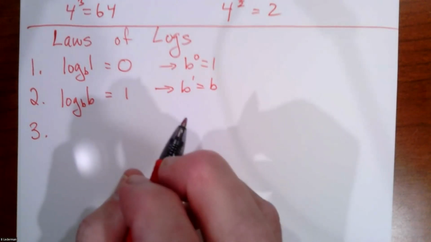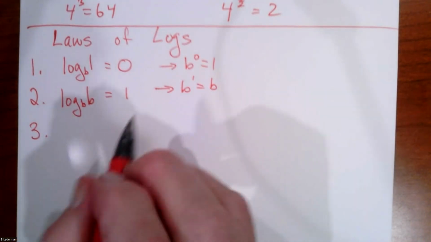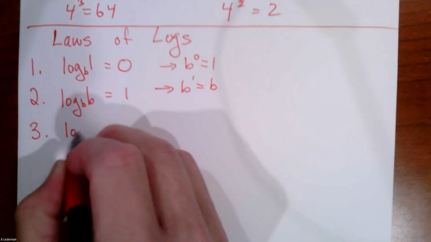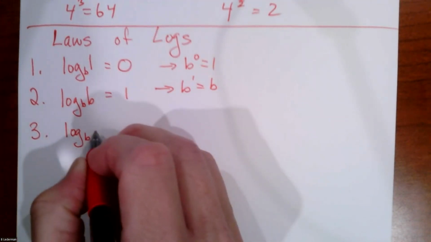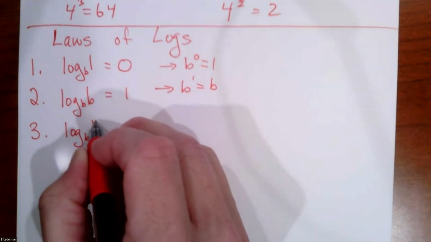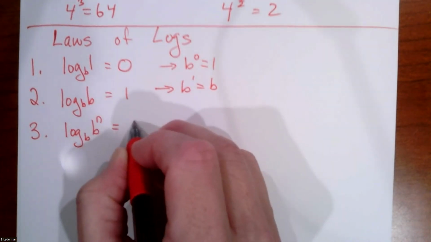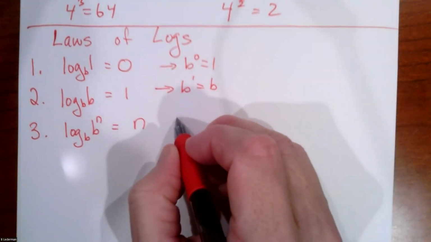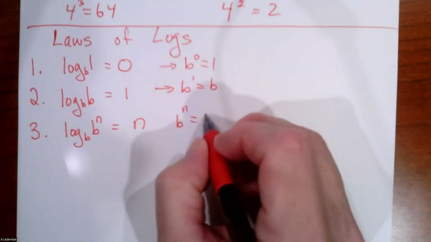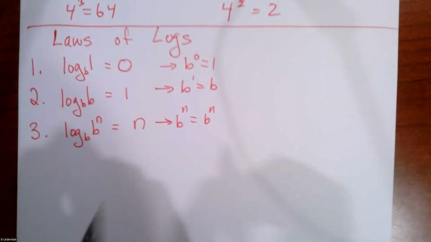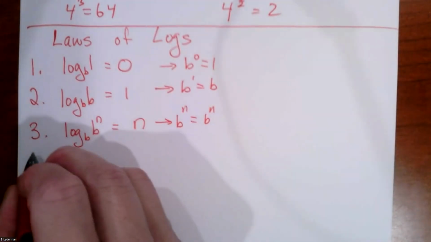Now similarly, the log base b of b to the nth power is equal to n, because b to the n equals b to the n. So it sort of follows. Here's a very important one. Well, they're all important. Everything's important.